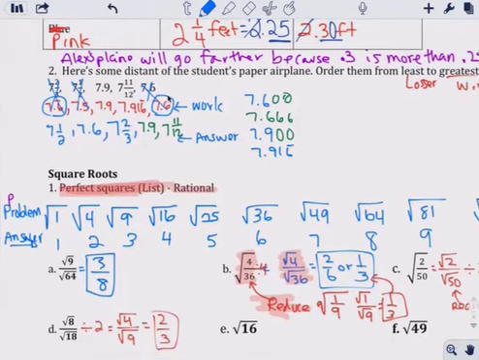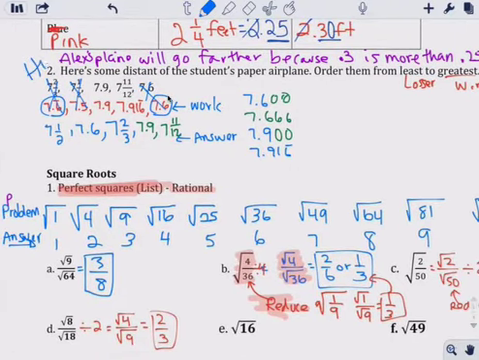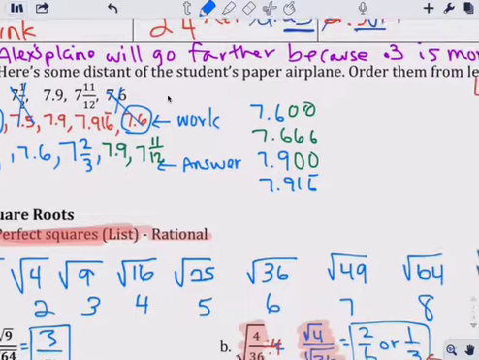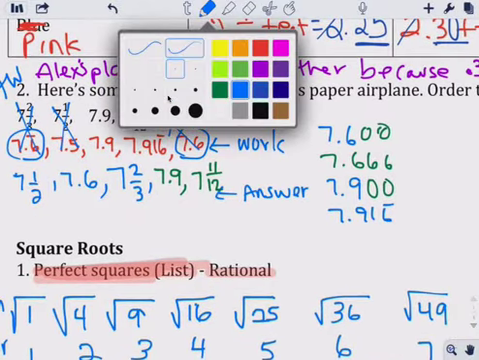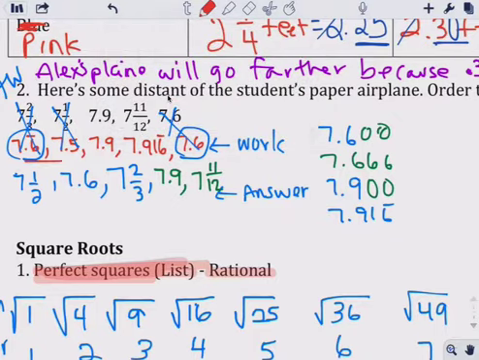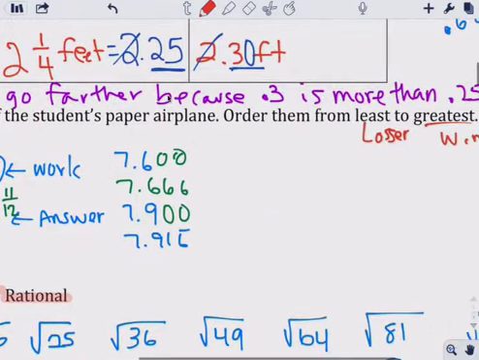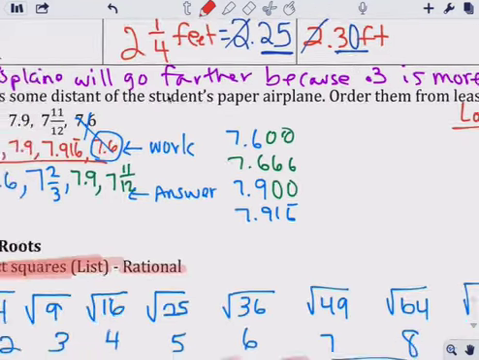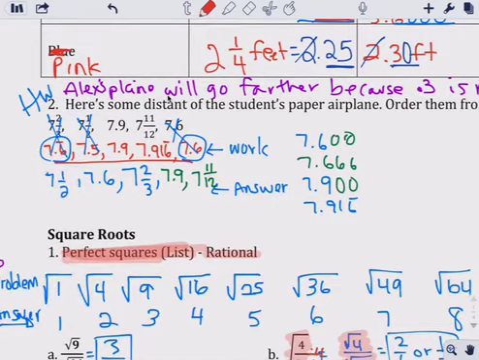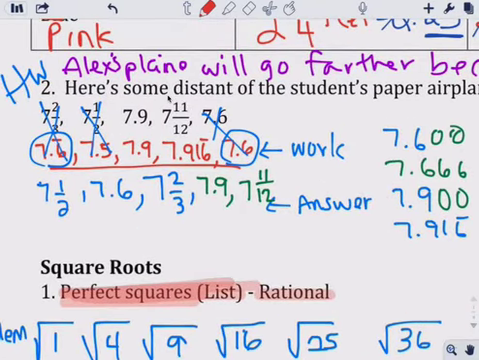To finish number 2. So if you have me period 5, this is how you do number 2. You need to first change everything into a decimal, and then you order it from lowest to highest. Like I say in class, the loser is the least, the greatest is the winner when you have an airplane flying. Alright, so here it is. You order it, and this should have been your answer right over here.